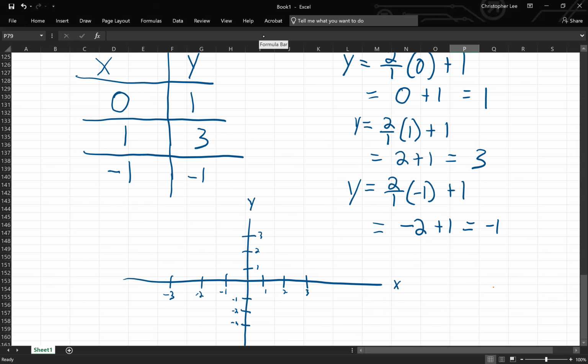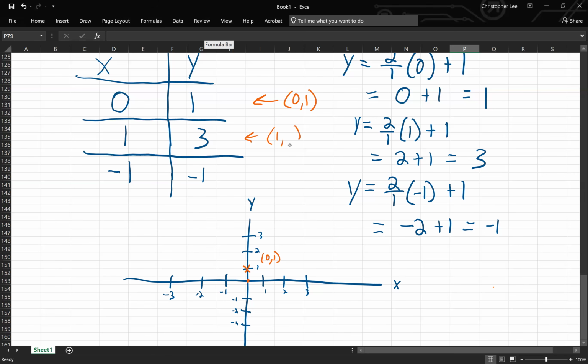All right, so I want to plot these points. The first point is 0, comma 1. 0 is for x, 1 is for y. So you come across the x axis to where the 0 is in the center, and you go up 1 to where the y is. So right here is my point 0, comma 1. Next, I'm going to plot the next point. This point is 1, comma 3.